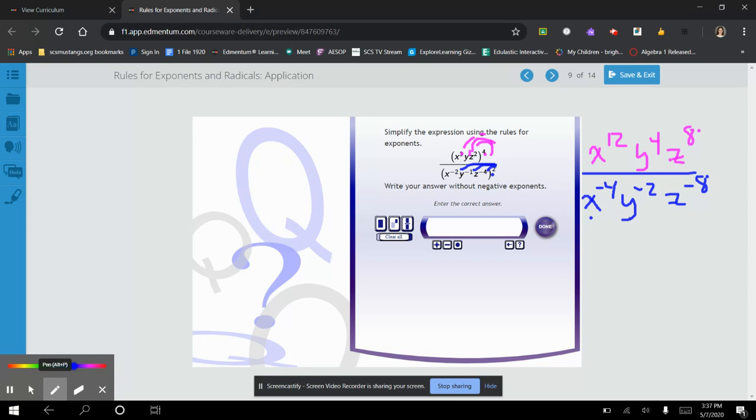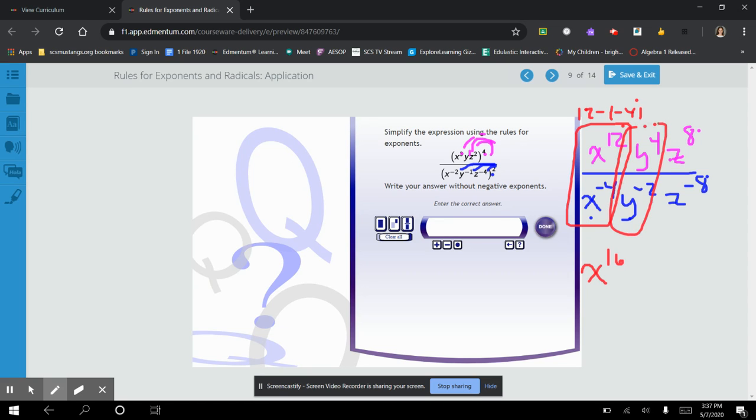Or you could just simplify them where they are right now, meaning that you could just do x to the 12th divided by x to the negative 4, or 12 minus a negative 4, which will give you x to the 16th. And then do the same thing here, 4 minus a negative 2, or y to the 6th. And then z, careful with this one.